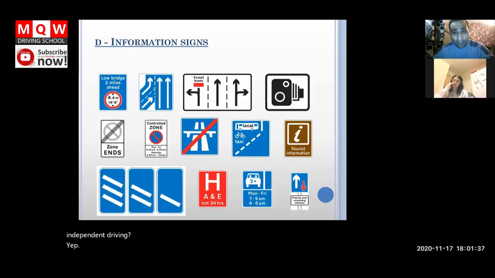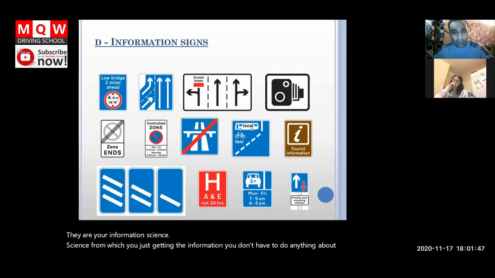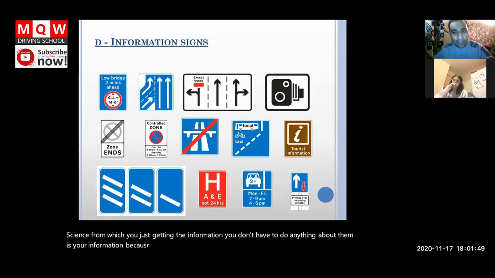They are your information signs. Signs from which you're just getting information. You don't have to do anything about them. It's information, because after the information, maybe you have to do something.